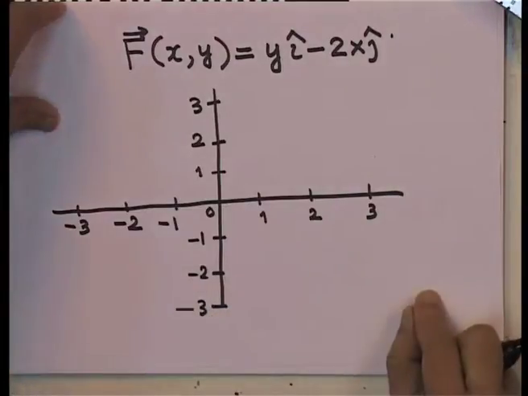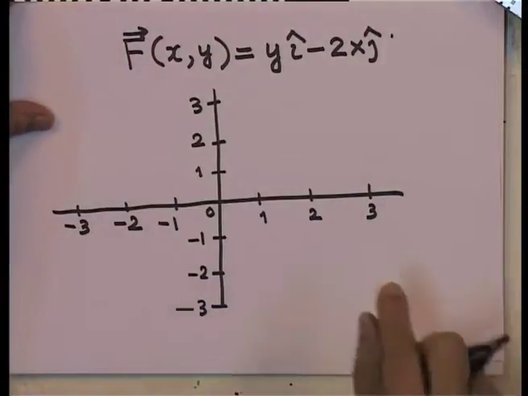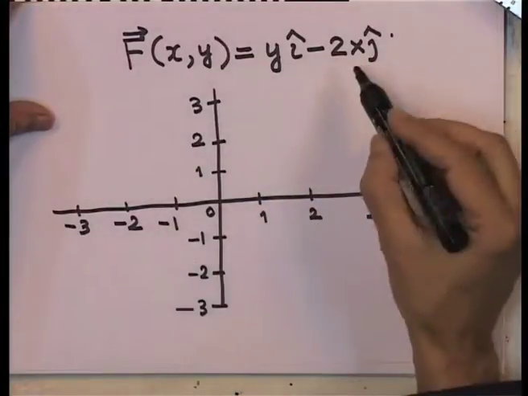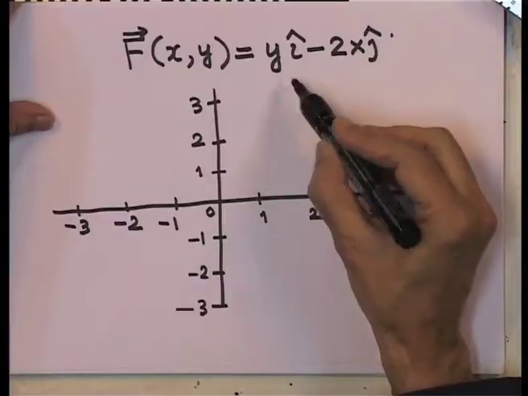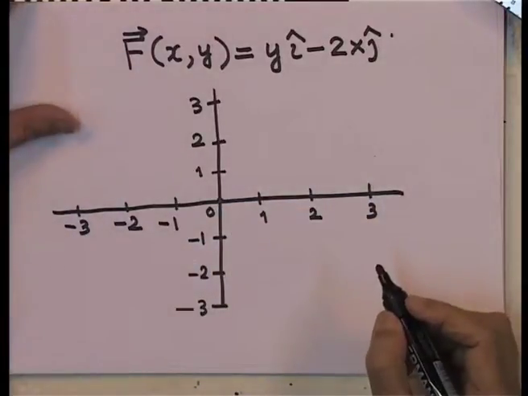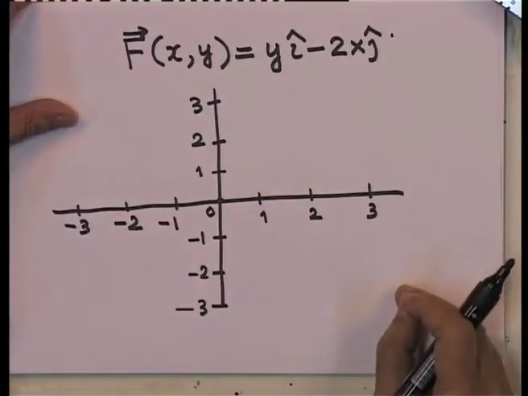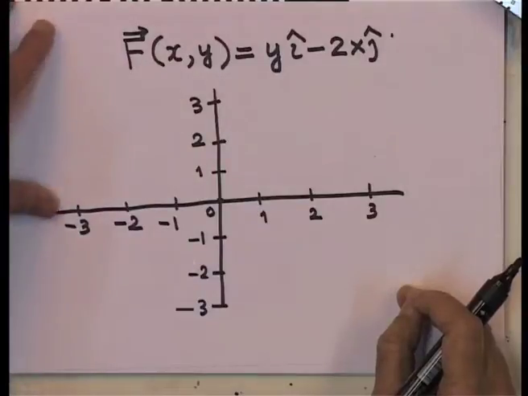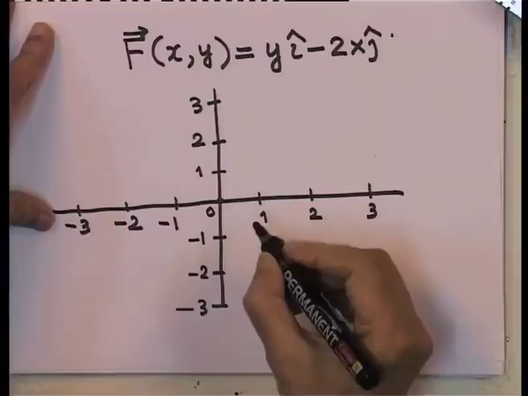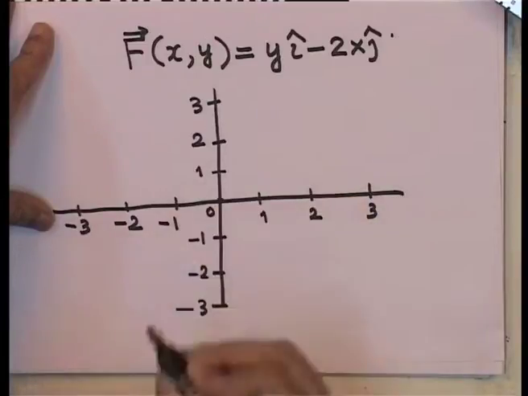Now, let us look at some specific points. Notice that at the origin my value of x is 0 and y is 0. So, as a result the field is 0 there. Since 0 does not have a vector direction associated with it, we just put a point there. Now, let us look at what happens, for example, at the point 0 1. Notice 0 1 is this point.